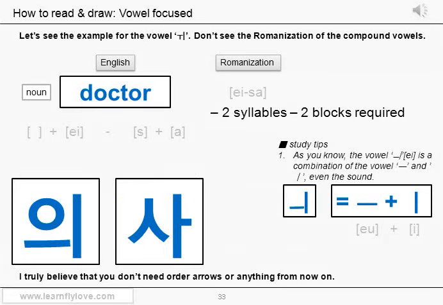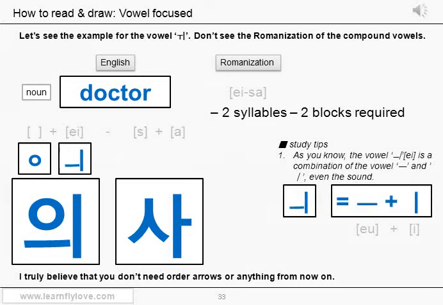We are almost there. The next word is doctor. Check out the romanization, but it's almost impossible to know the exact sound from the romanization. So let's just hear the sound first. 의사. Then let's check out the Korean spelling. The initial consonant is 이응, the round consonant which doesn't have any sound. And the vowel is compound vowel 의.